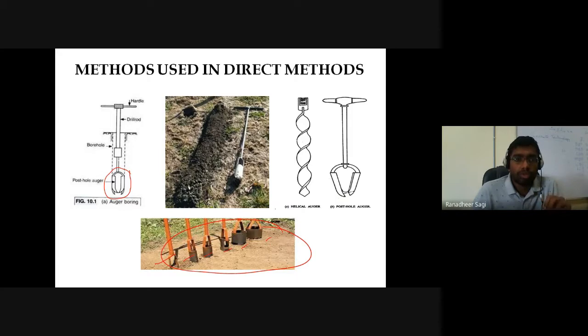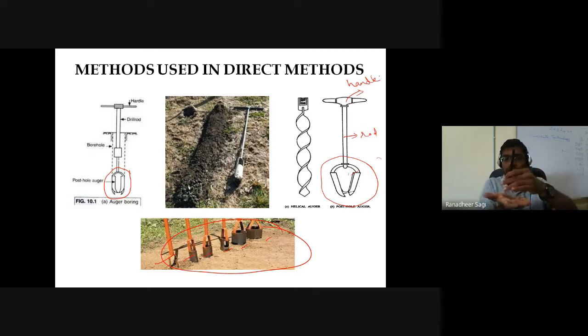Now, what do I mean by post hole auger? You have what is called a conic curved shape cutting edge. Typically you can look at it here. This auger setup is connected to a connecting rod with a handle at the top. Wherever you want to make the borehole into the ground, at that particular position on the ground surface, we place this auger, and by using the handle at the top, we rotate it.